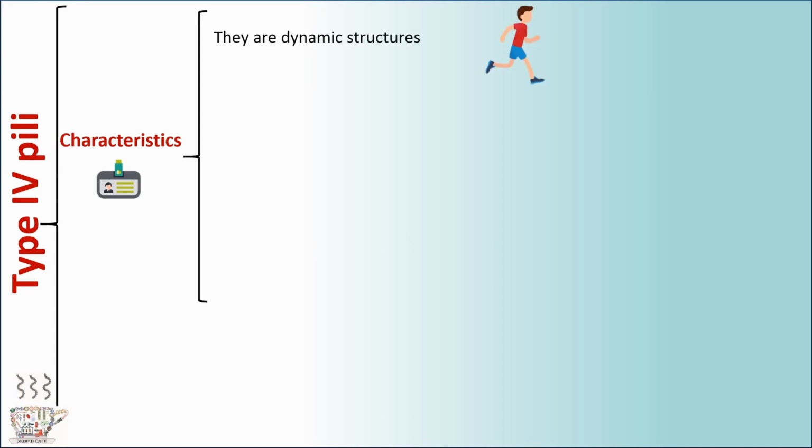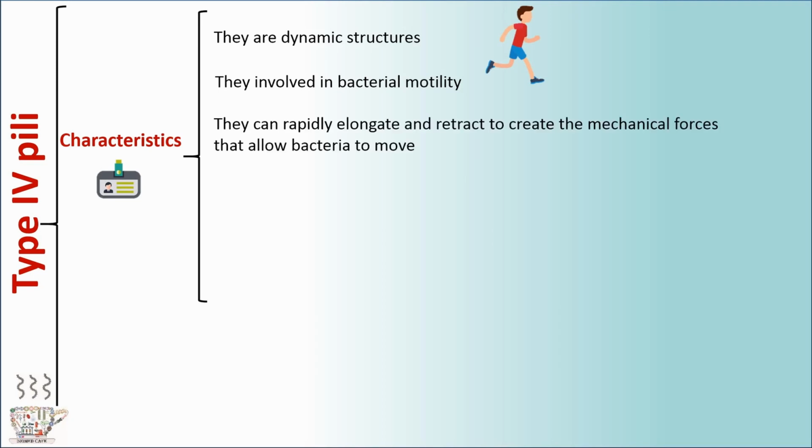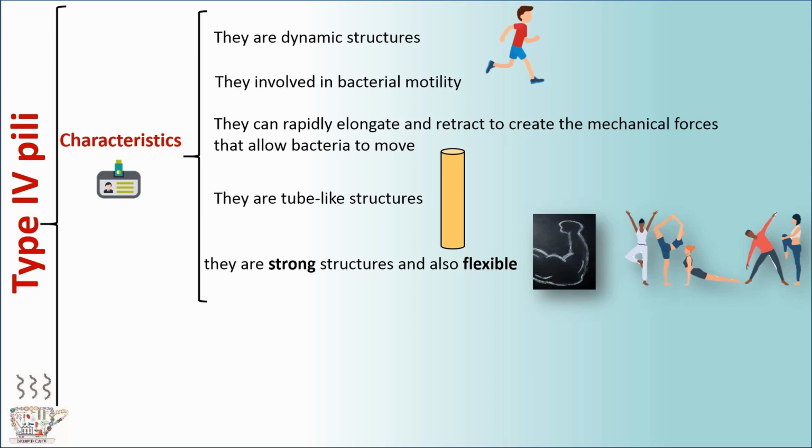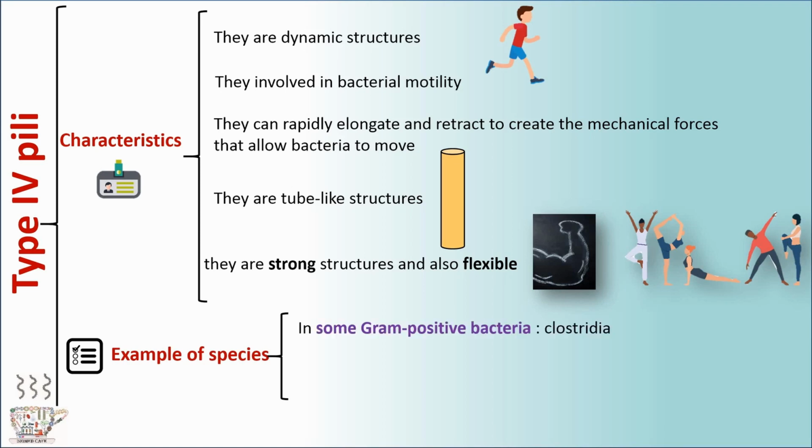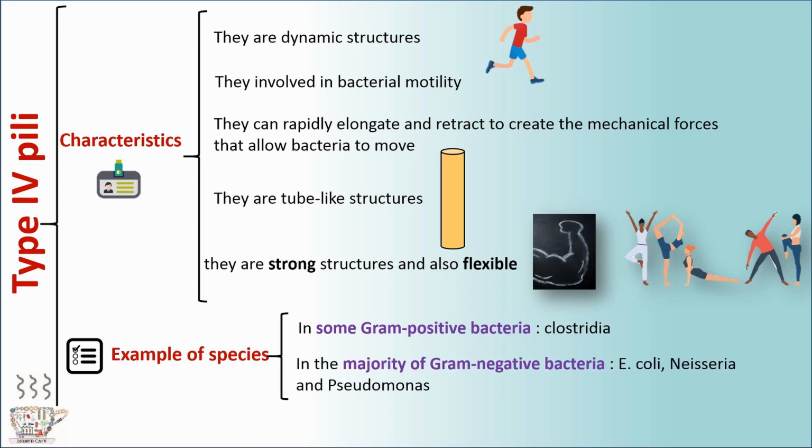Characteristics. They are dynamic structures. They are involved in bacterial motility. They can rapidly elongate and retract to create the mechanical forces that allow bacteria to move. They are tube-like structures. They are strong structures and also flexible. Examples of species: in some gram-positive bacteria is Clostridia, and in the majority of gram-negative bacteria are E. coli, Neisseria, and Pseudomonas.